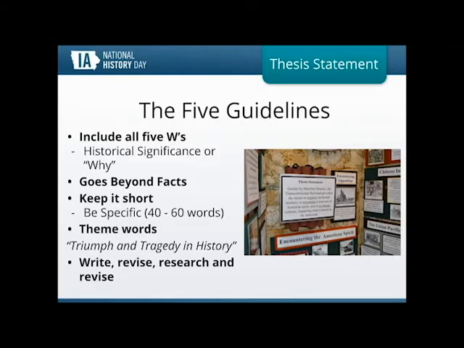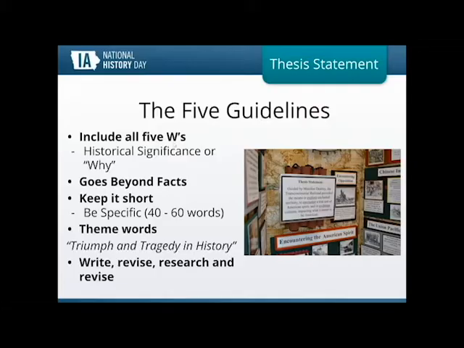So first I want to do a shout out to some of my veteran teachers, especially Kathy Paul and the National History Day in Minnesota program for sharing these guidelines and the structure with me. Thank you for teaching me how to make a great thesis statement. So I want to share these 5 guidelines with everyone listening to this webinar.